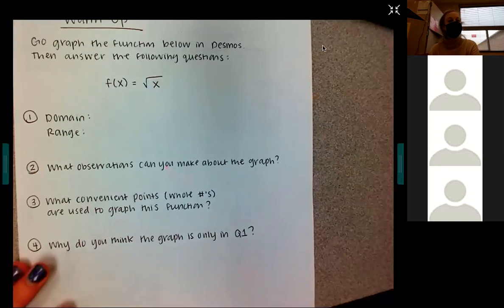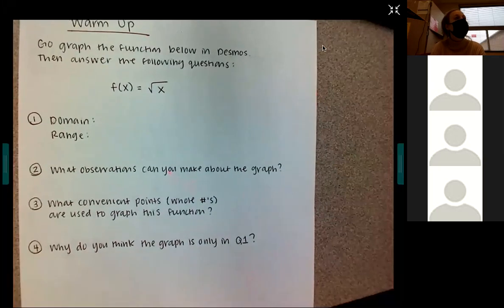Okay, so we're going to go ahead and go over this. Looking at the warm-up, what kind of function do you think we're going to be talking about today? Not quadratic. What kind of function do you think this would be? What do you see in the equation? A square root. So we're going to be talking about square root functions today and tomorrow and Thursday.